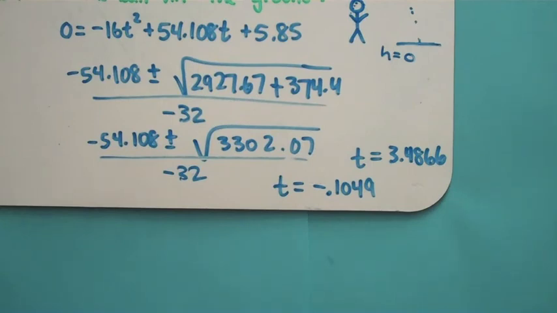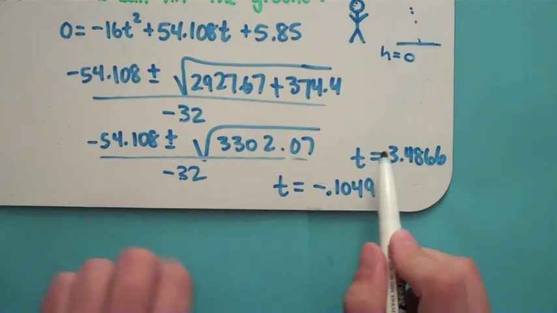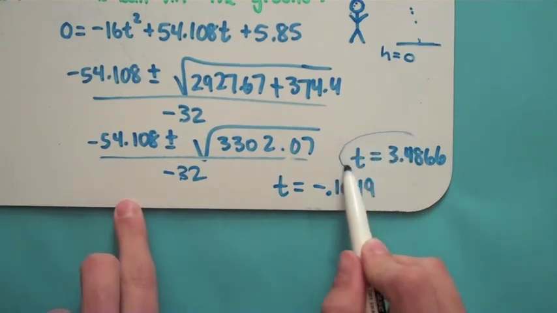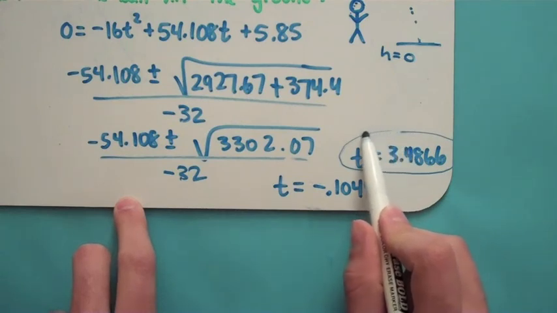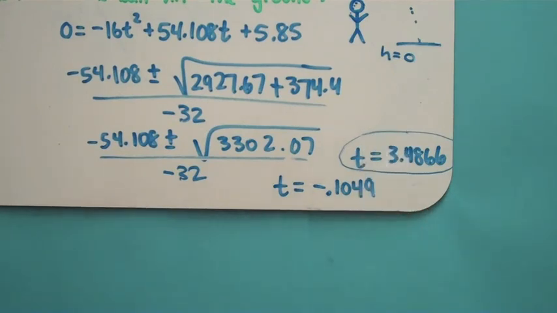Now, if you think about it, this one is saying the ball will hit the ground in negative 0.1 seconds. This one is saying that the ball will hit the ground in 3.48 seconds. Obviously, the more appropriate answer here, the one that actually makes sense, is going to be this guy right here. So when you get your two solutions, look at them and see if both of them make sense or not.